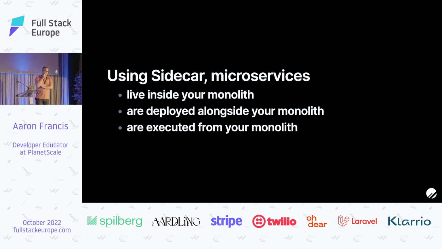So using Sidecar, if I'm setting up a dichotomy to having them separate, what does it mean to have a microservice inside your monolith? With Sidecar, the microservices live in the same repo. So they are actually in the same repo as your monolith. They are deployed alongside your monolith. They're actually deployed from your monolith. And then this last one I think is maybe the most interesting, but it's also the biggest trade-off. They're executed directly from your monolith. So there is no publicly available interface. There is no API gateway to set up. There is no way to hit it except through your monolith.